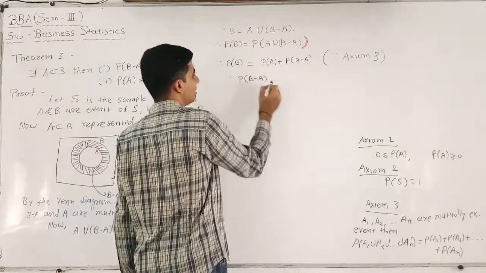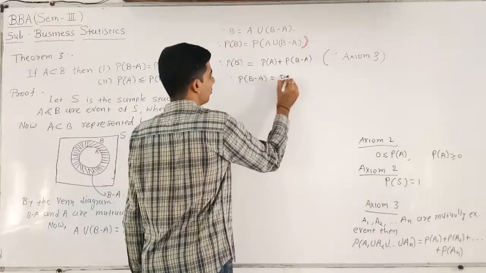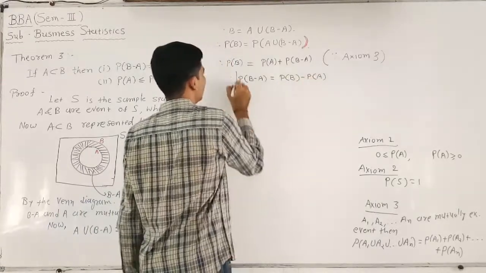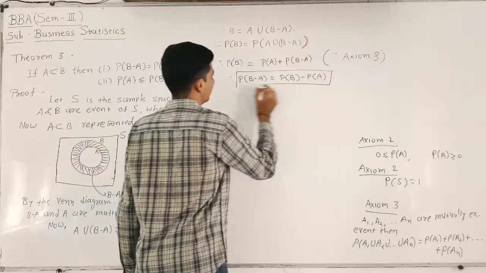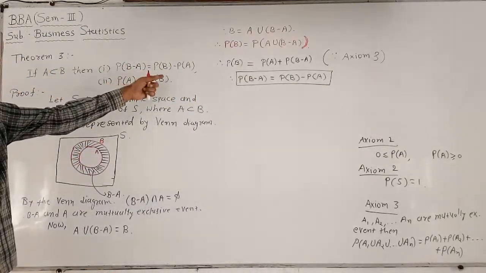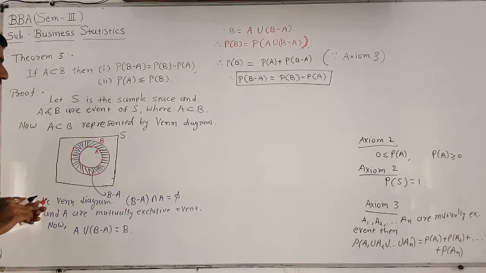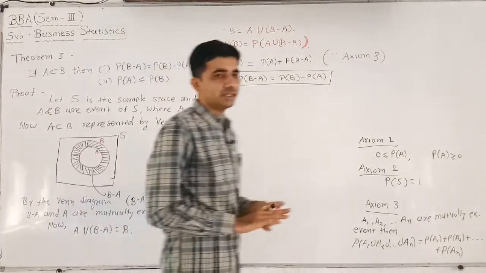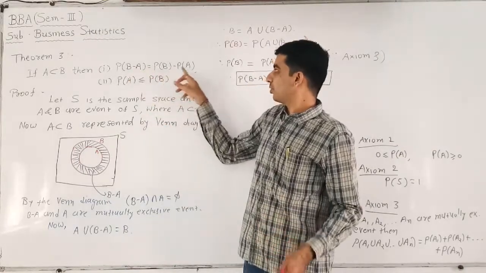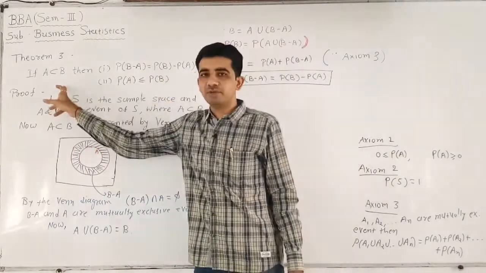આ સામે જશે તો માઇનસ થશે. સામે શું છે? તો કે P of B minus P of A. So finally proved, P of B minus A is equal to P of B minus P of A. જો ફરીથી જોઈ લે આપણે કઈ રીતે પ્રૂફ આપી. પ્રૂફ એવું કરવું હતું કે P of B minus A is equal to P of B minus P of A. અહીંયા A subset B છે.